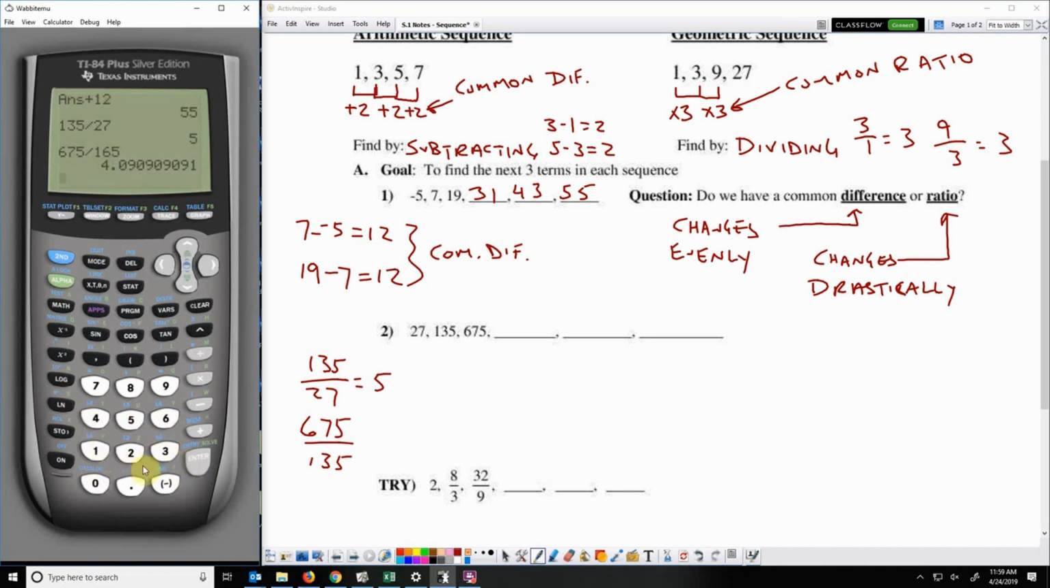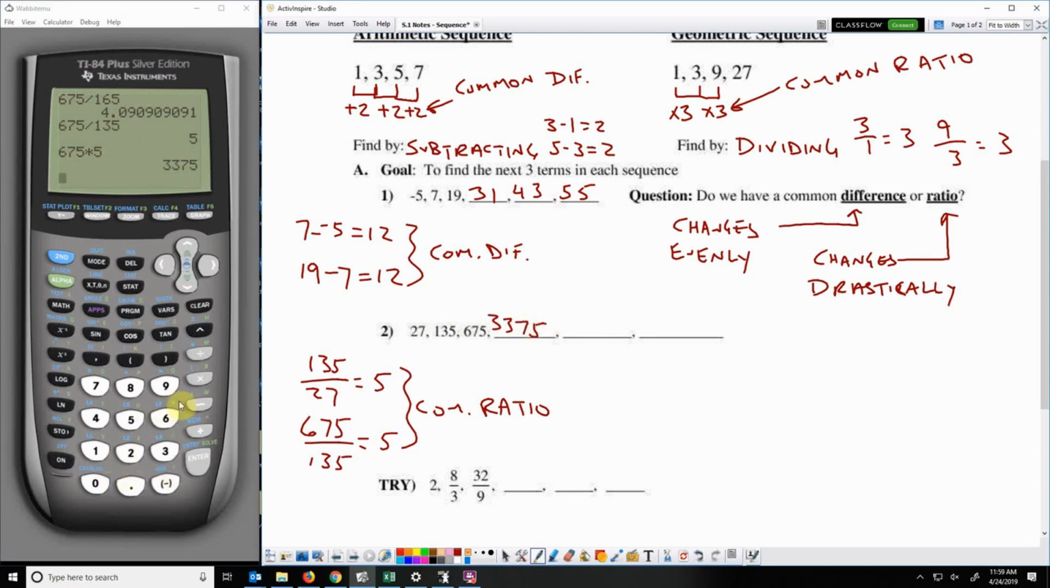Got a typo in there, so I'm going to try that again. 675 divided by 135. And that is also 5. So that is a common ratio. So we're multiplying by 5. So 675 times 5 is 3375.